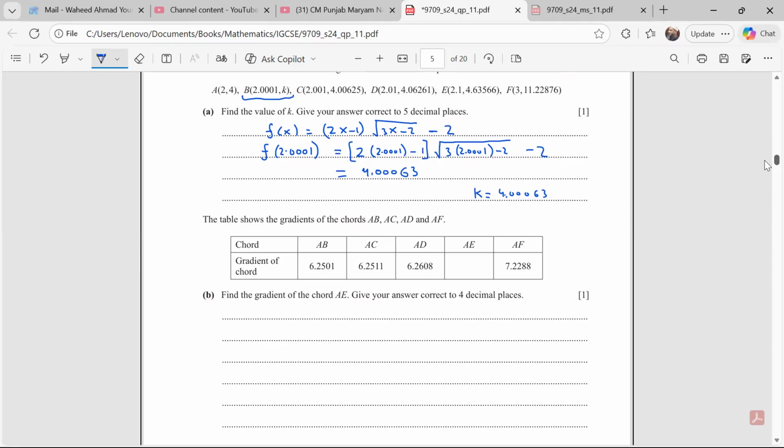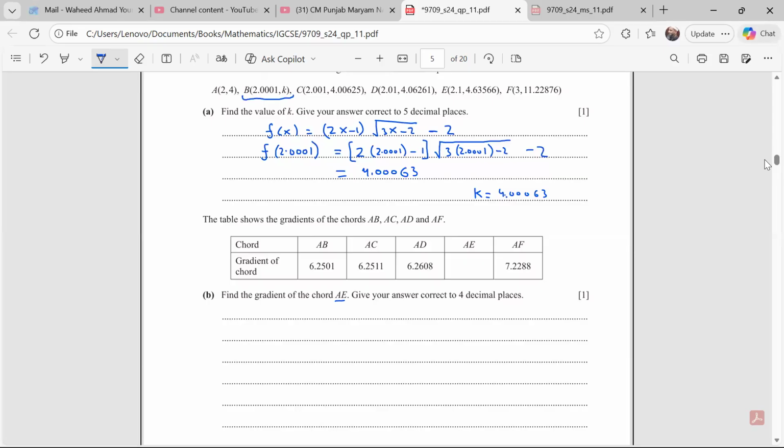You see, the table shows the gradient of the chords AB, AC, AD, and AF. So these are the coordinates of the points A, B, C, D, E, F. These points are on this curve, and we are given the slope of these chords. Now we need to find the slope of the chord AE. Find the gradient of the chord AE.